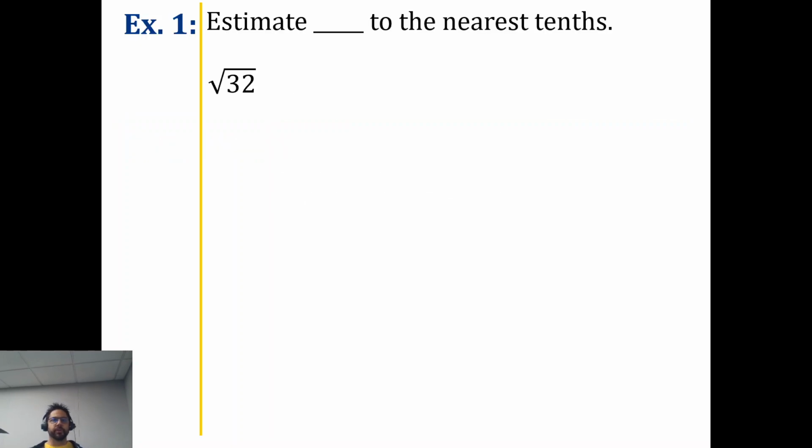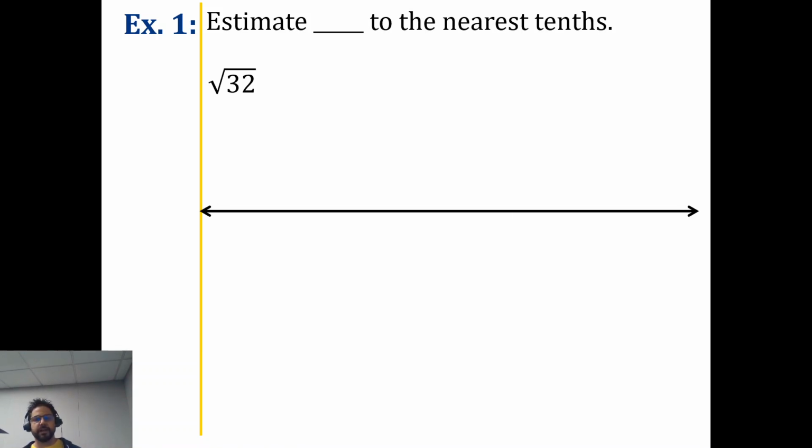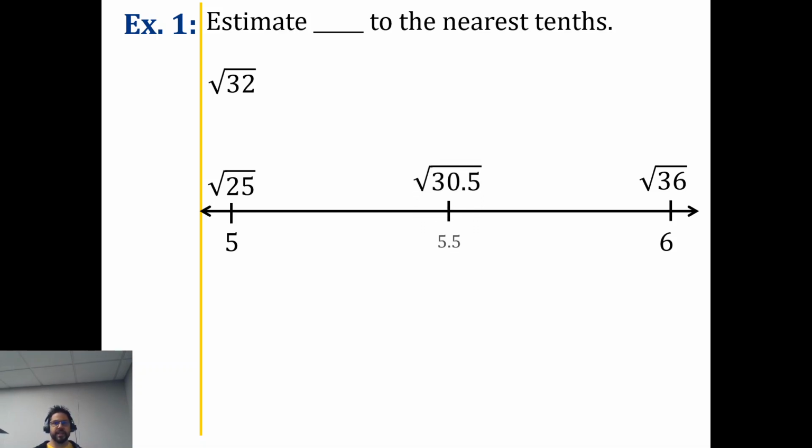So let's see. Regardless of which method you did yesterday, we're going to go ahead and approximate the square root of 32 to be the following. We're going to say that it is in between two perfect squares: 25, meaning the square root of 25 is 5, and 36, or the square root of 36, which is 6. Now we then said, okay, what's the midpoint? The midpoint is going to be 5.5. So we add those together, cut it in half, 30.5.